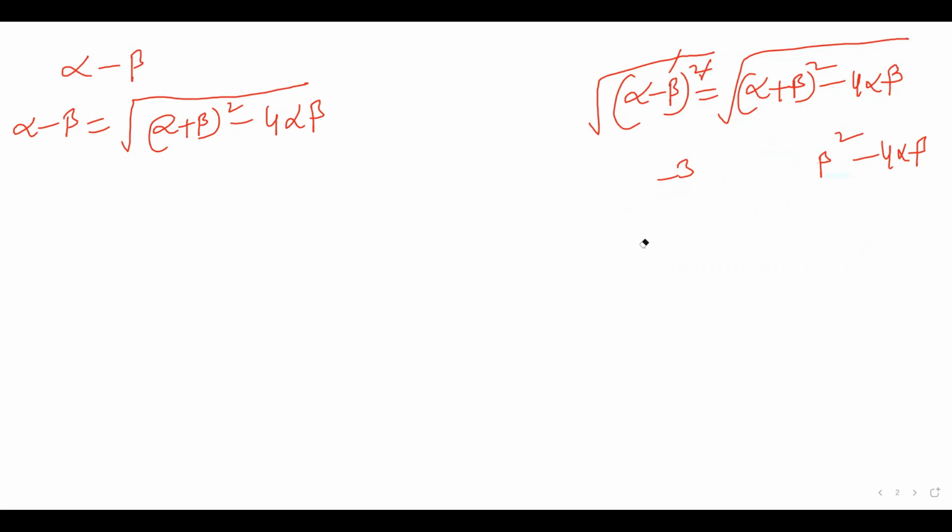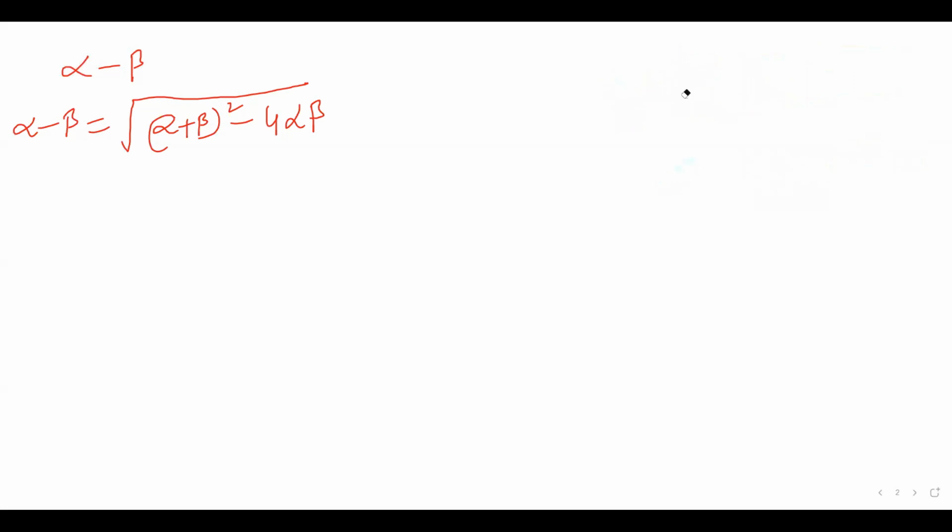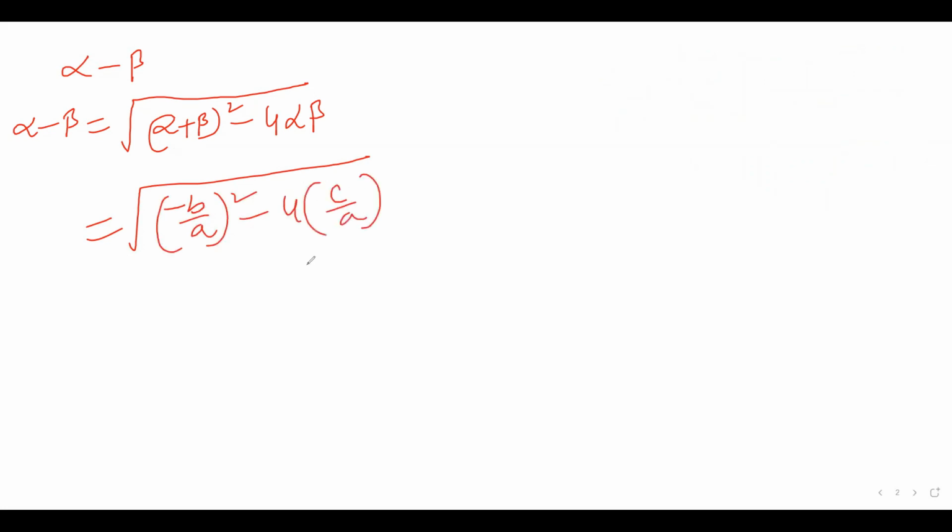Remember the formula? Now substitute sum and product. You already have sum and product. Keep the root. Alpha plus beta is minus b by a whole square. Alpha beta is c by a. Correct? When you square, minus will disappear. Minus into minus, it becomes plus. So you will be getting b square by a square minus 4c by a.